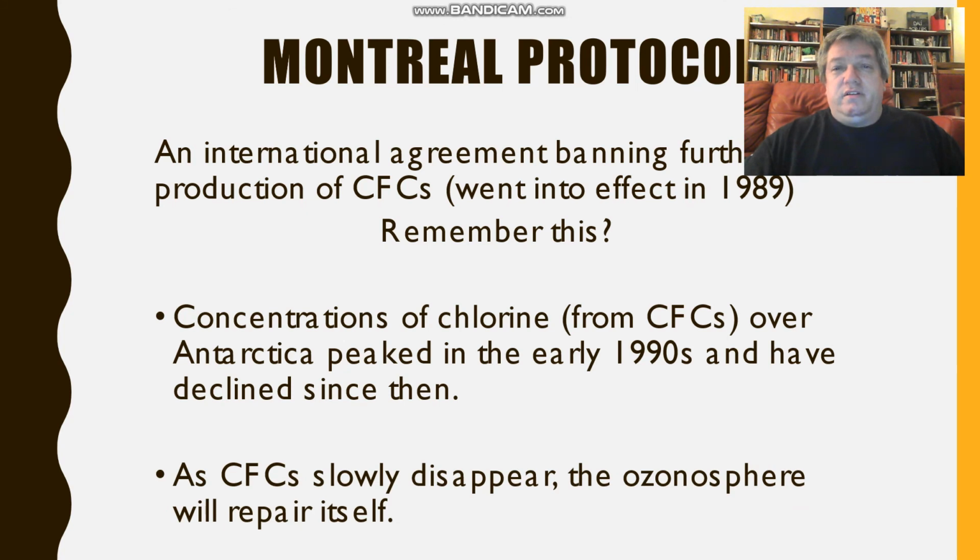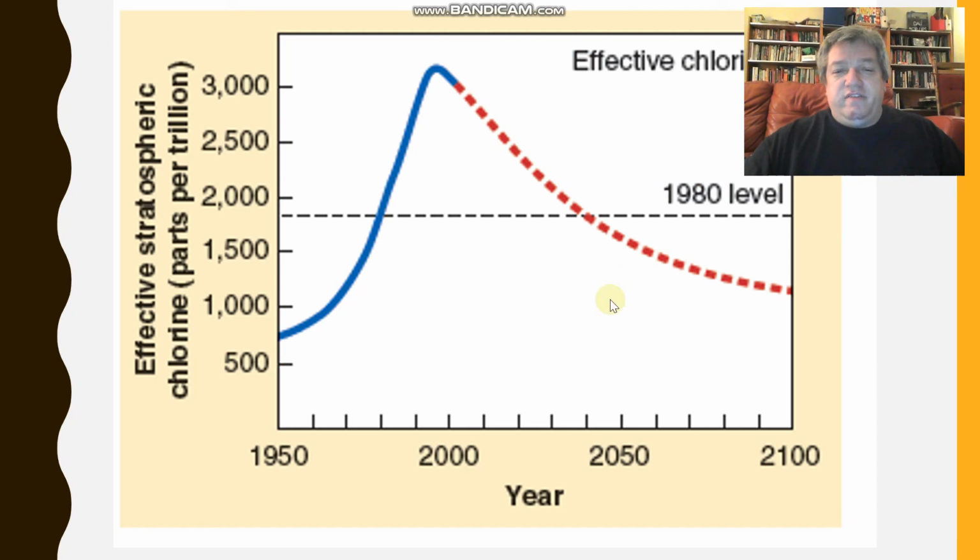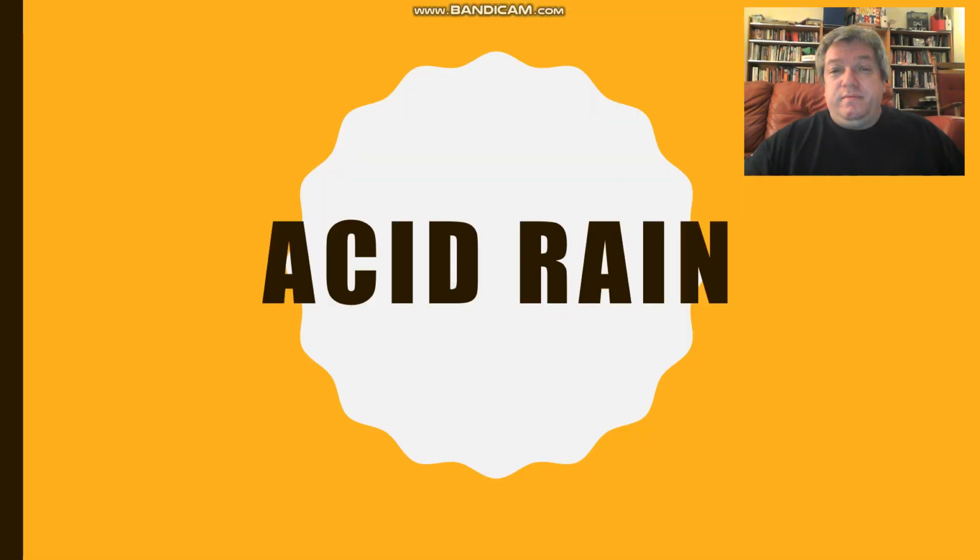Okay? In other words, left to itself, unless we do something else really, really stupid, the ozone hole will repair itself. And you can see right here, this graph, that the amount of chlorine in the atmosphere rose and rose, and it finally peaked. And predictions show that by roughly the year 2030, we should be back to what we were in the 80s. So it is a naturally occurring phenomenon, and there is one success story with climate change.